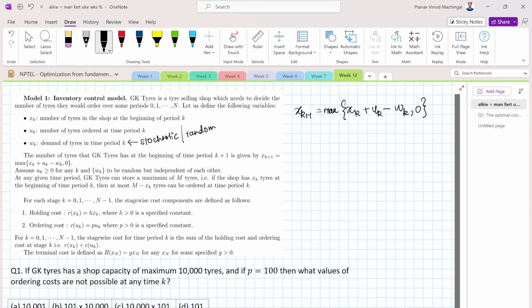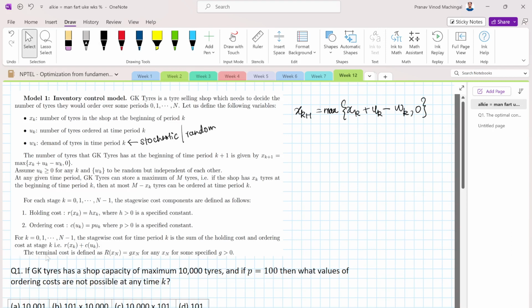So that is your holding cost, which is r of xk. Ordering cost is the cost of purchasing more tires to increase your stock, to meet your demands at each time period. So that is c of uk. That is also linear in this uk. So for each time period k, the sum of holding cost and ordering cost is your stage-wise cost. Like at each time period, at each stage, you have a cost of r of xk plus c of uk.